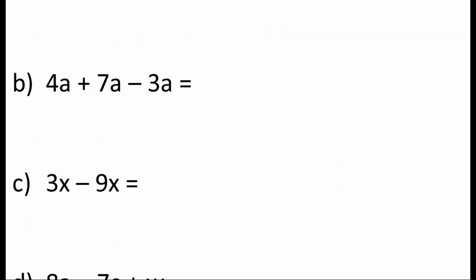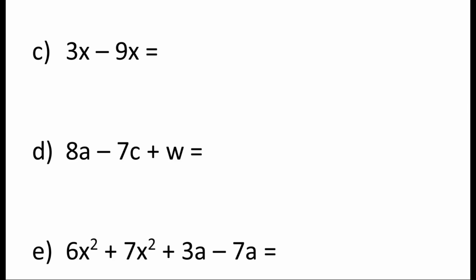The next part, we have 4a plus 7a subtract 3a. All of our variables are the same, so we're just going to be combining these together. So we have 4a plus 7a, which makes 11a, subtract 3a, which leaves us with 8a. C, I'm going to leave for you to do on your own. Remember, look at the variables and make sure that the exponents are also the same on the variables.